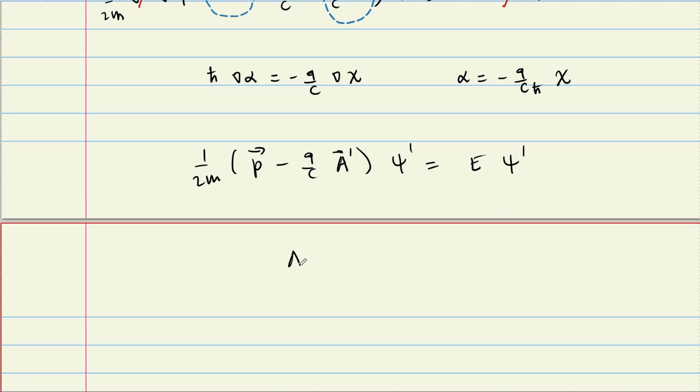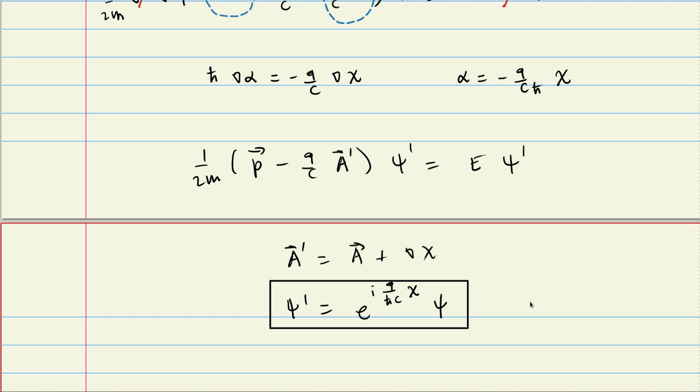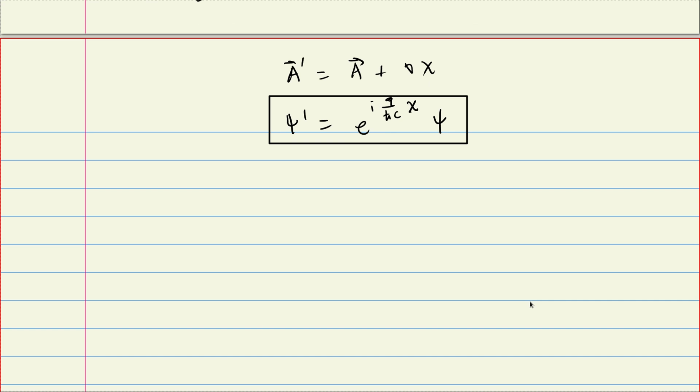And okay, a prime is equal to a, was it plus or minus? Plus chi. So this is how a is related to the original gauge, and psi prime is equal to e to the minus I alpha times psi, but we found what alpha is. It's going to be I q over h bar c chi times psi. Okay, let me show one more thing about this, and then let's take a break.